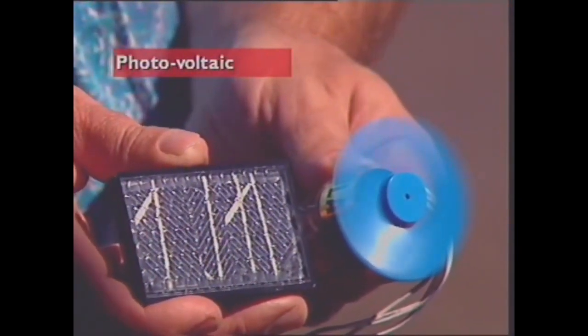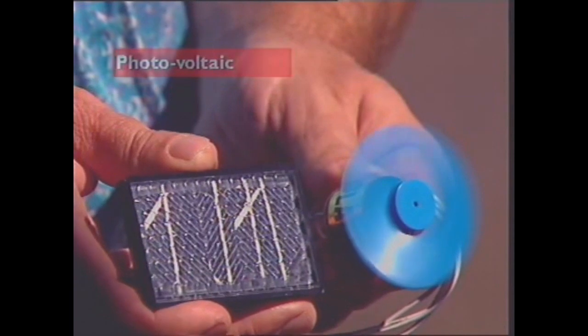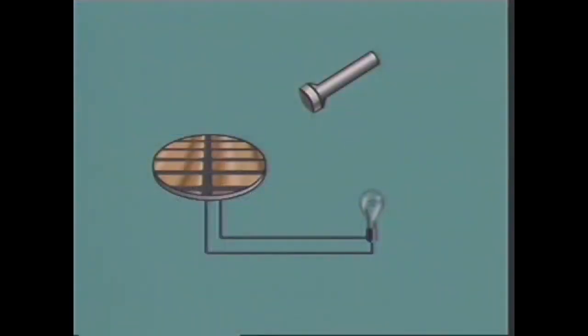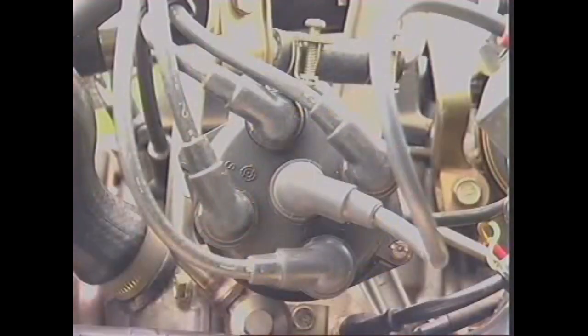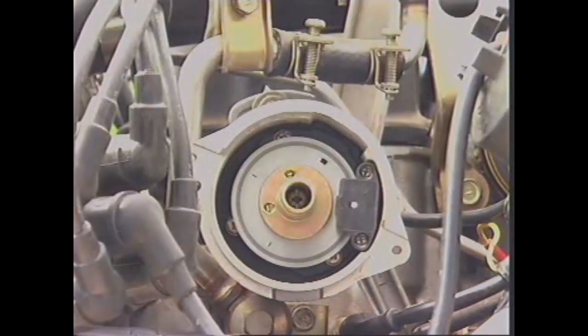This section examines producing electrical energy from light energy. If light energy strikes the surface of some semiconductor materials, they emit electrons. These freed electrons can then be made to flow in a circuit. The principle is applied in some ignition systems and vehicle speed sensors.